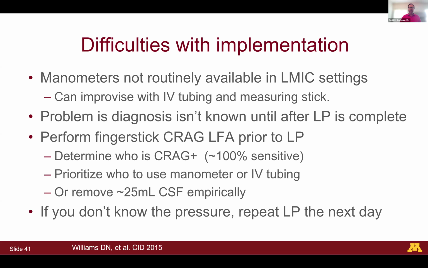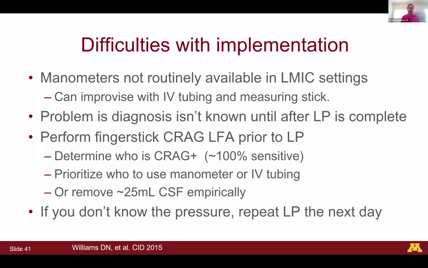Some things you can do: a finger stick, or a blood test before you do the LP. If you already know they're CrAg positive in blood, then you basically know they have Cryptococcus, and you know you need to measure the pressure and reduce the pressure. If you're in a low- and middle-income country where you don't have manometers, the median volume we remove on our first LP is about 25 milliliters. So feel very comfortable removing 20 to 30 milliliters of spinal fluid. If you're only removing 2 or 3 milliliters just for diagnosis of Cryptococcus, that's not going to be adequate.